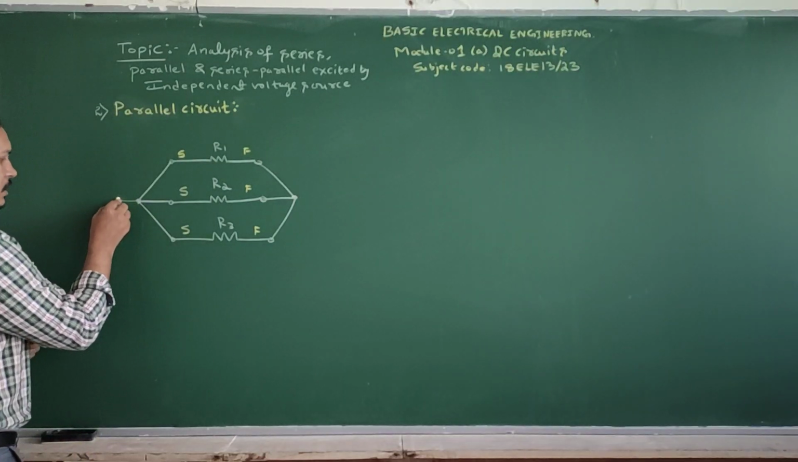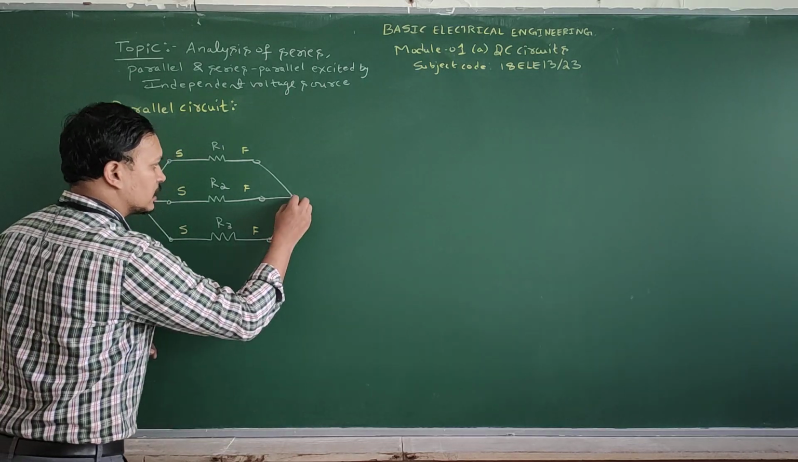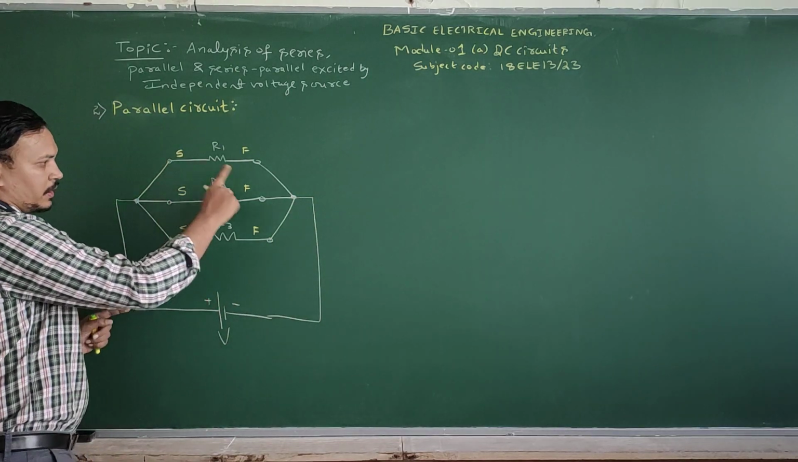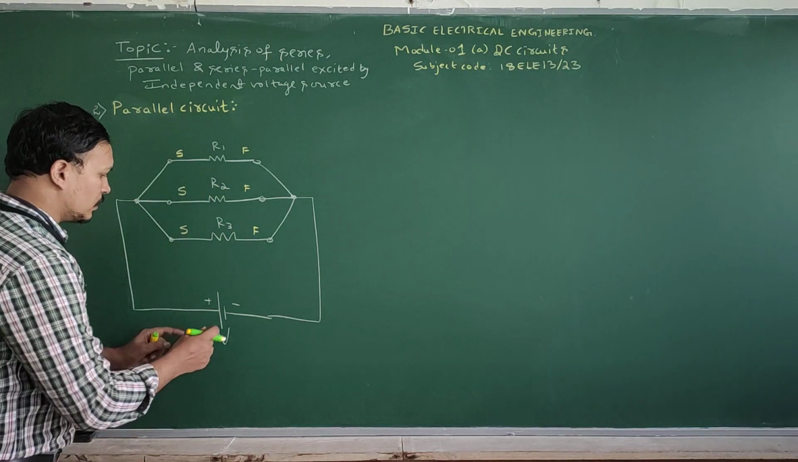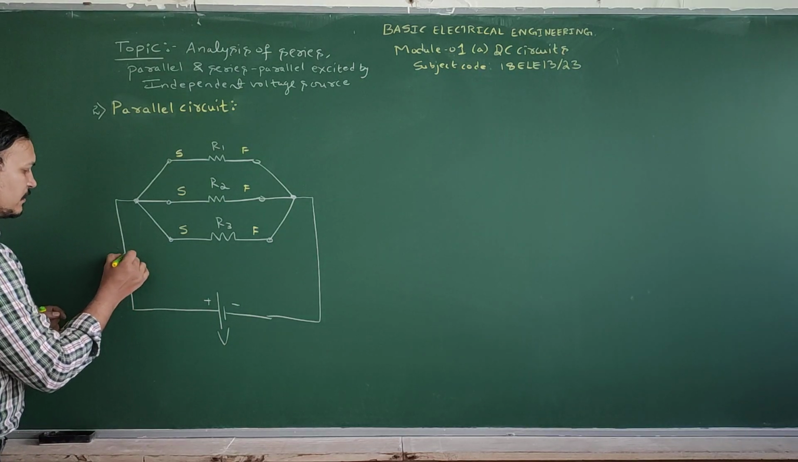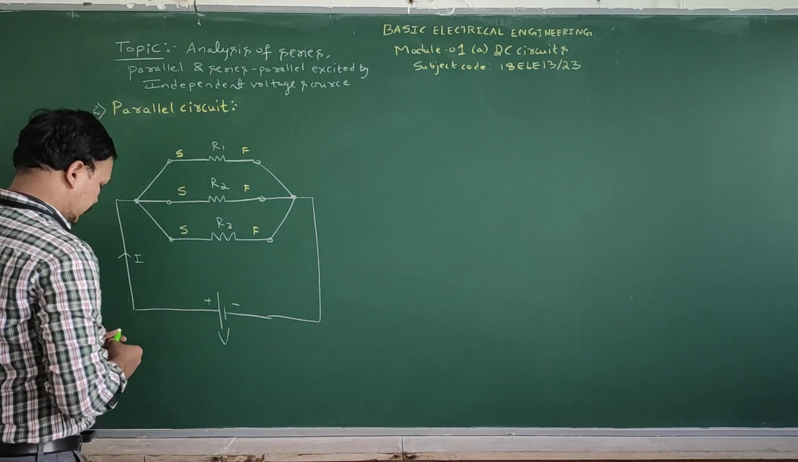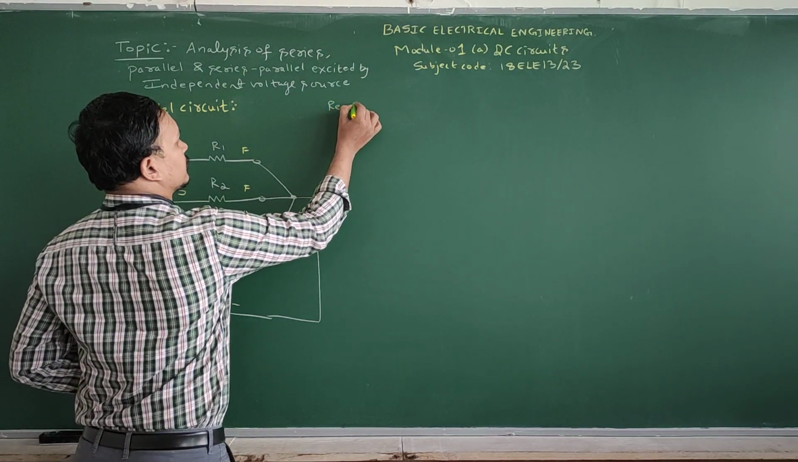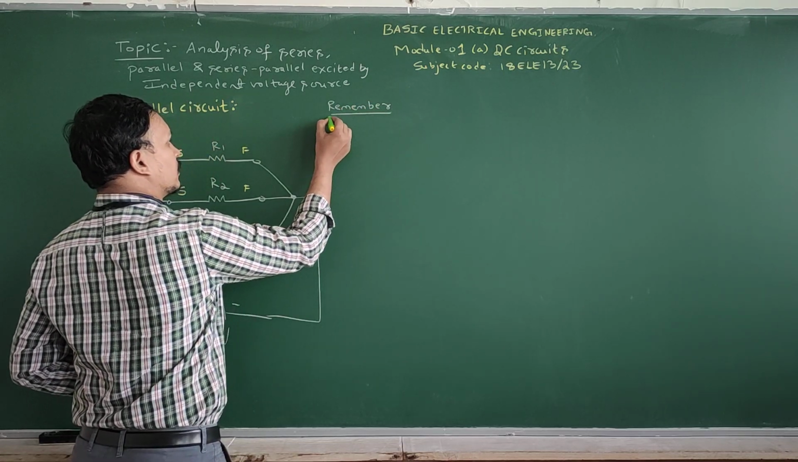So now across the two common points, if I connect a voltage source, it constitutes a parallel circuit. Now this voltage source will drive current in the circuit. So now we need to remember the concept. Remember this concept whenever you are dealing with a parallel circuit.